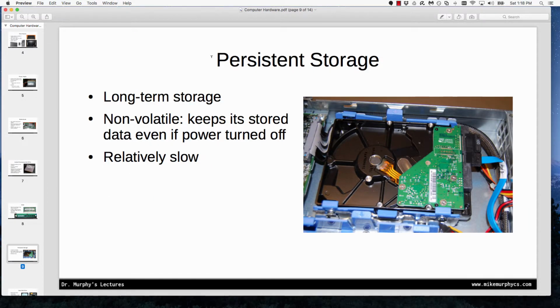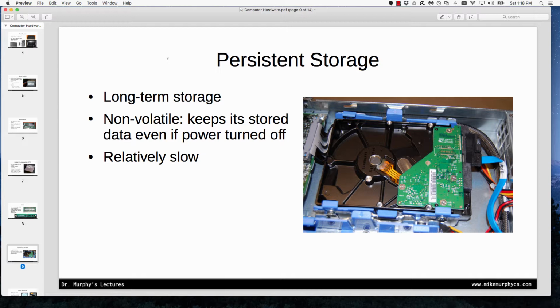Persistent storage, though, is also equally important because we need a place to store these programs. We don't want to have to recreate them each time we turn the computer on, and obviously the operating system has to reside somewhere, so we need a form of long-term storage. So being long-term, it's going to be non-volatile, which means when we turn the power off, the data stays in the hard drive. This is relatively slow.